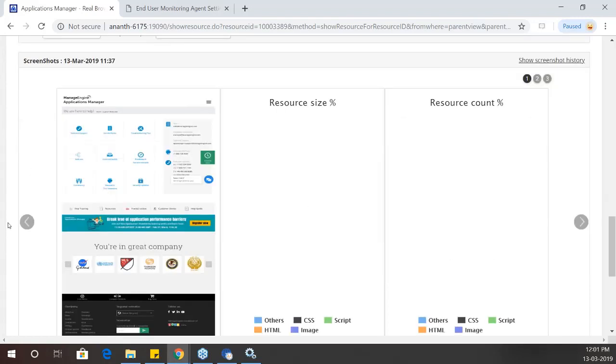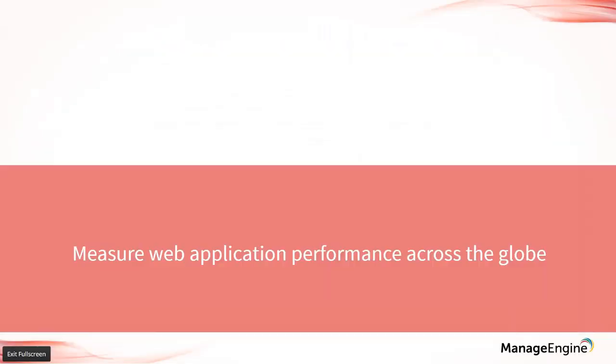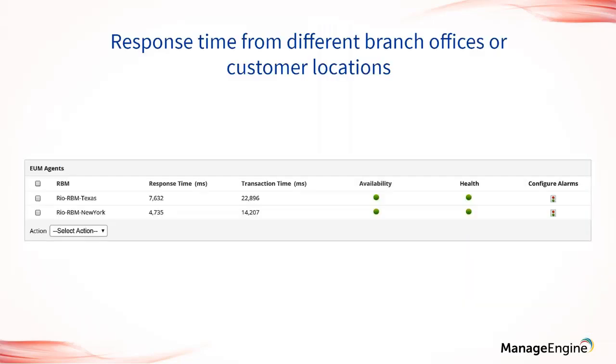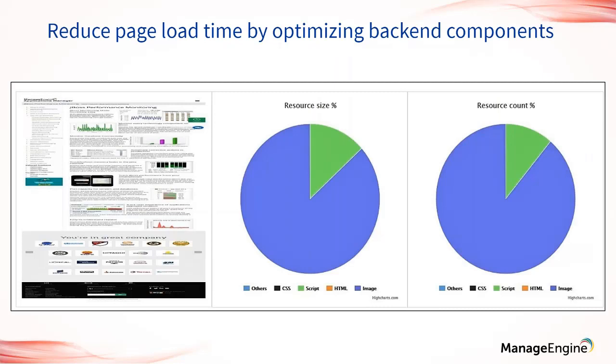So now let me switch back to the UI presentation. So we will see measuring the web application performance across the globe. The Real Browser Monitor dashboard provides you a comprehensive view of the status of your website, as I have shown. So we can check the response time from different branch offices or customer locations. You can actually reduce the page load time by optimizing your backend components. You can visualize your resource size and resource count split up of all elements such as HTML, CSS, and script, and identify which particular components are contributing to the poor performance of your website.